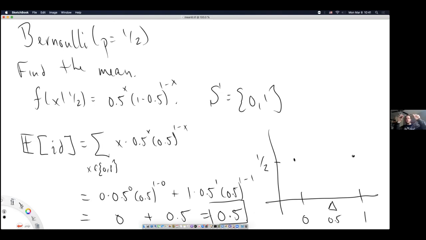There's this function with only two points on it. We have to ask, where does it balance out? We want to move along the x-axis to figure out where we can balance this function out. But because the function only has these two points and they're of the same height, the point at which the function is balanced, the mean, is 0.5.